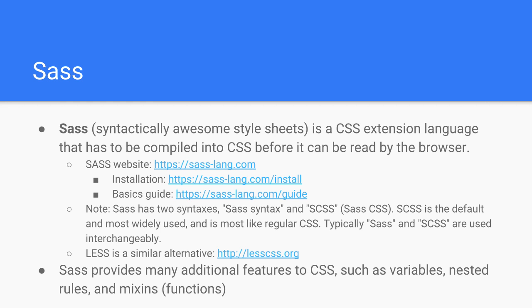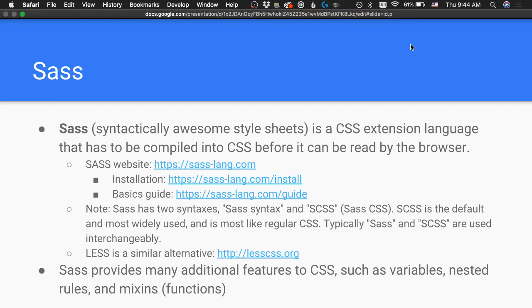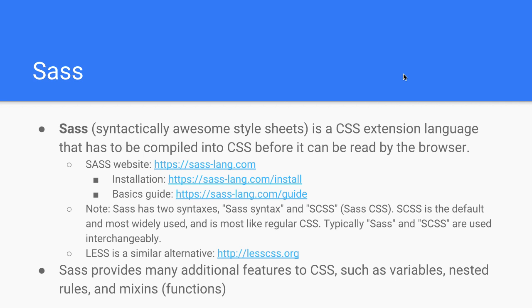Okay, let's talk a little bit about Sass. Sass is something that we won't really use in class unless you want to. It requires some additional tooling, but Sass is really awesome, and it's also really popular, really common in the industry, so I want you to at least be familiar with it. So Sass stands for Syntactically Awesome Style Sheets. It's a CSS extension language, so it basically takes CSS and adds a bunch of stuff to it.